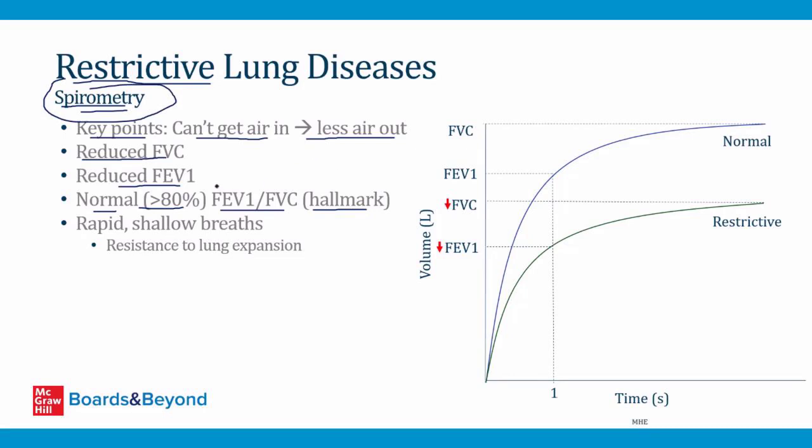In obstructive diseases, this ratio falls, but it remains normal in restrictive disease. And I've shown that on this graph here on the slide, which I review in detail in the video on pulmonary function testing. And then lastly, in restrictive lung disease, remember, it's hard to expand the lungs. So patients tend to take shallow breaths so that they don't have to do as much work expanding the lungs like they would if they took deeper breaths. And because they're taking shallow breaths, they breathe faster. So they tend to breathe with rapid, shallow breaths. And this is because there's increased resistance to lung expansion in restrictive lung disease.